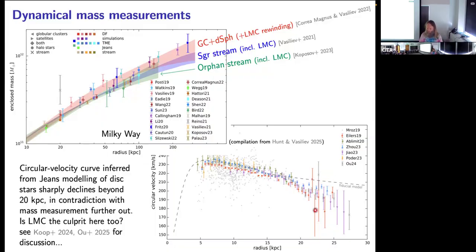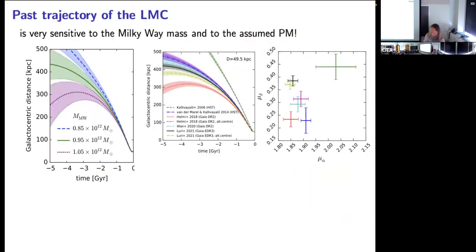There are good reasons to believe that these measurements might be biased by neglecting or not fully accounting for the LMC perturbation, because the outer part of the disk is also affected by the LMC. So there have been recent studies that show that the LMC might be partially responsible, at least, for this disagreement between the mass profile of the Milky Way from disk kinematics and from field kinematics. But that's a whole topic.